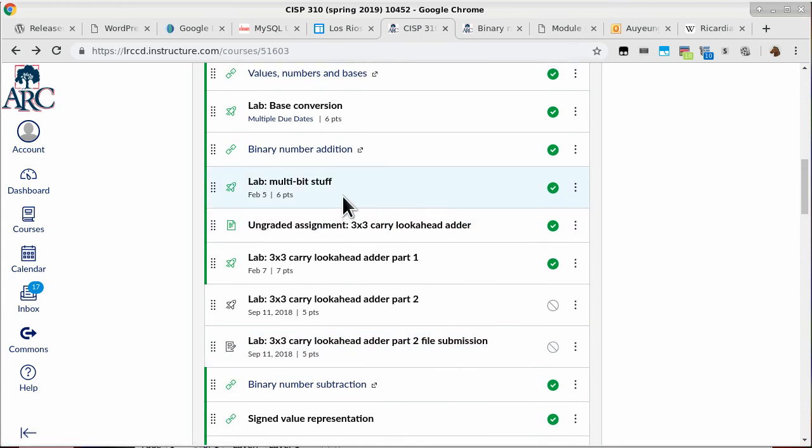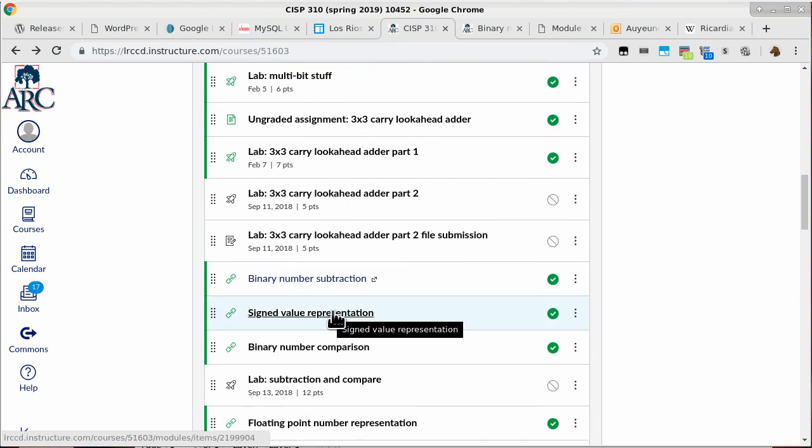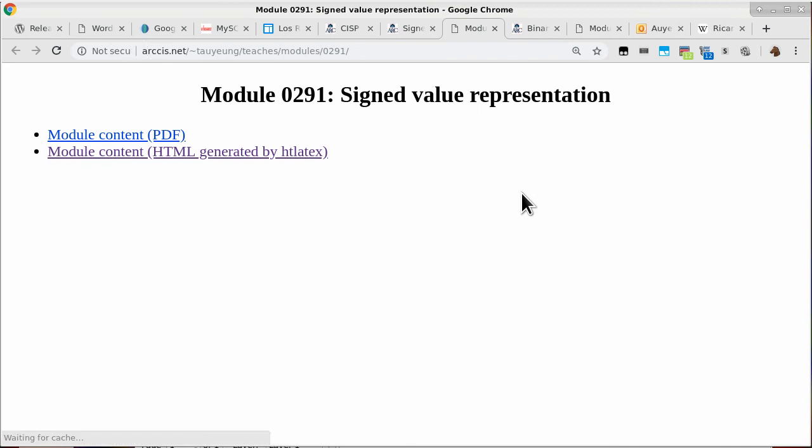Because I think, signed value representation, that's it. Okay. We started on this one, we just haven't finished it.